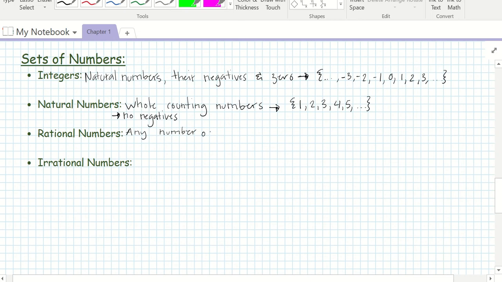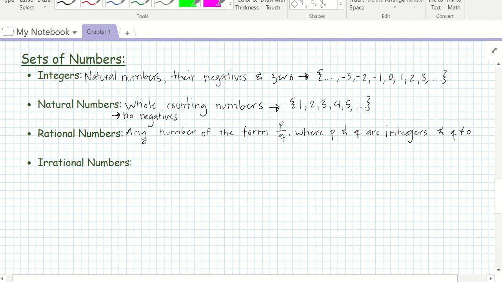of the form p over q, so it's kind of like a fraction, where p and q are integers. That means that they are whole integers, and q is not equal to 0. So we can never have 0 in the bottom of the fraction.